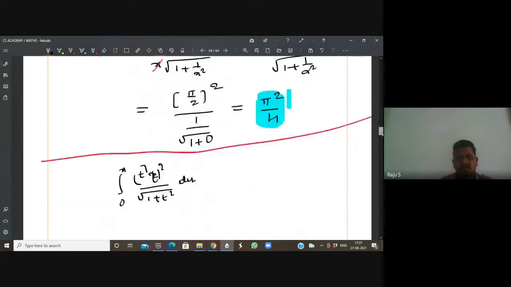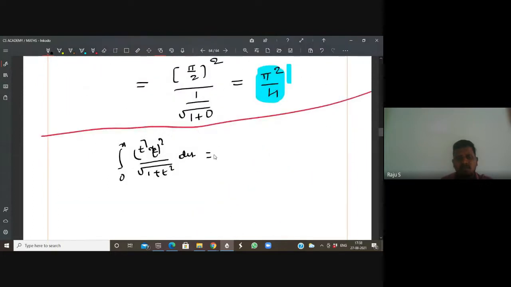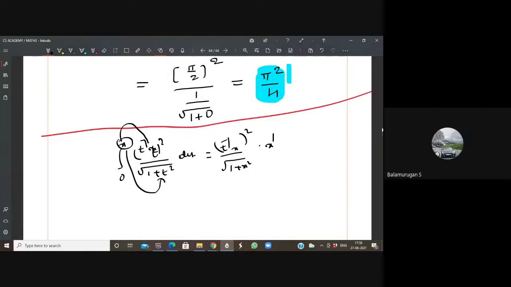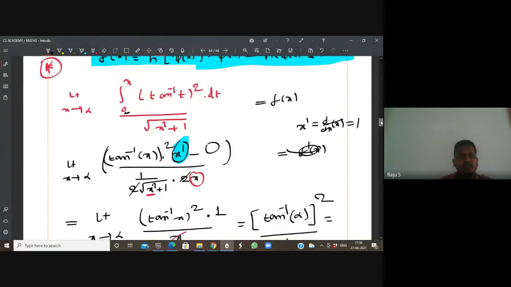Instead of x square, t square plus 1. So here nothing to do, just tan inverse x, just replace the upper limit in place of t. Tan inverse t whole square by root over 1 plus x square, that's all, into x derivative. This upper limit alone you can differentiate, don't differentiate any other term. Just limits alone you can differentiate.